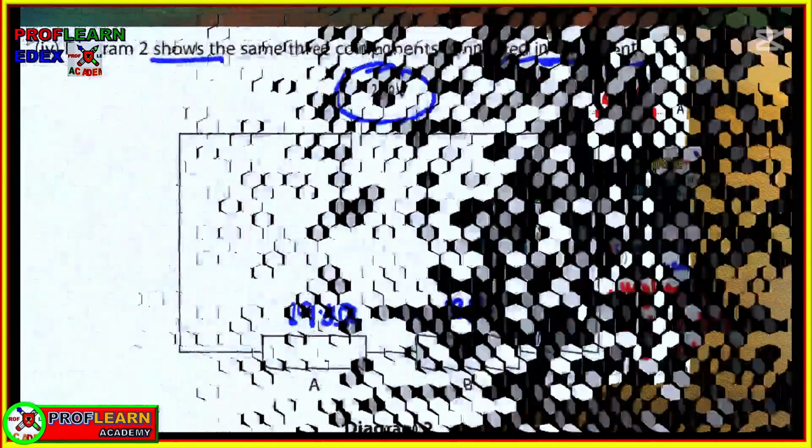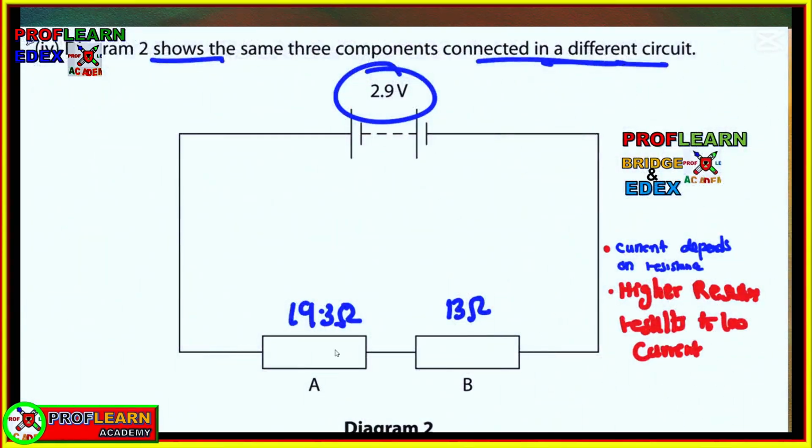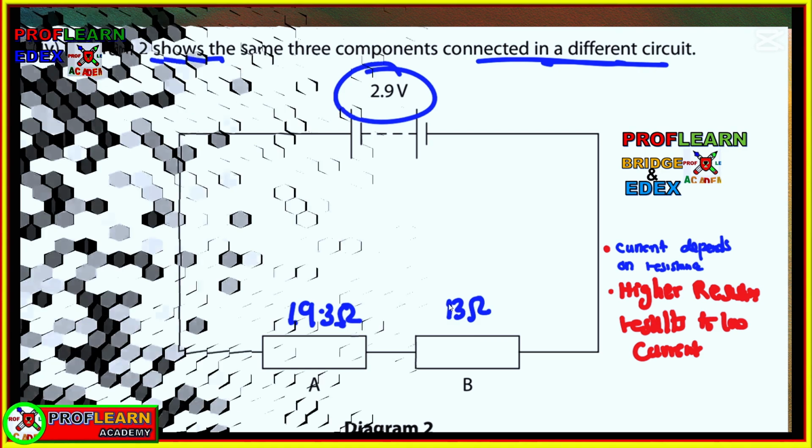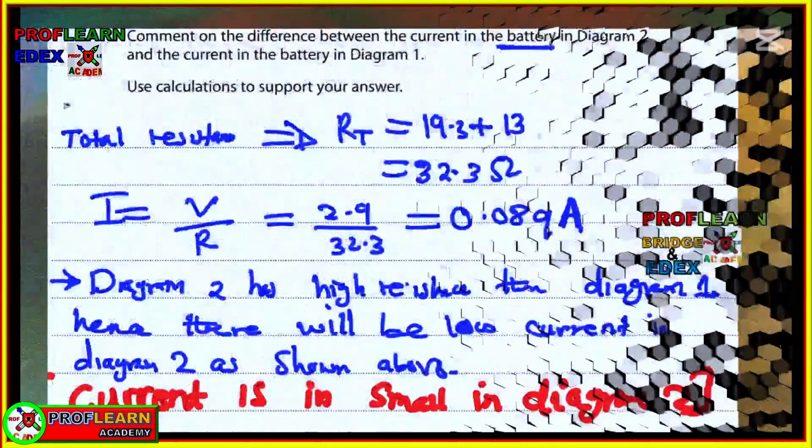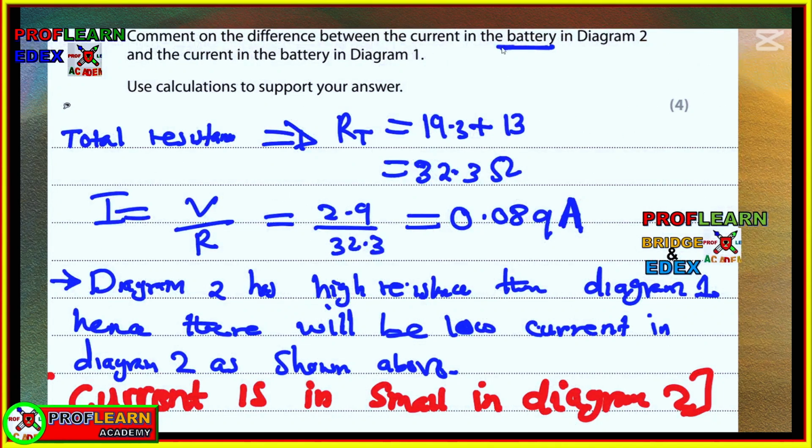And then we are told that now we have diagram 2, so the two resistors are again rearranged. We have gotten A is 19.3, and you are told the second resistor is 13 ohms. So how is this going to affect the amount of current that is flowing? Now comment on the difference between the current in the battery. So we need to understand that the total resistance for the second circuit will be 19.3 plus 13, which will be 32.3 ohms.